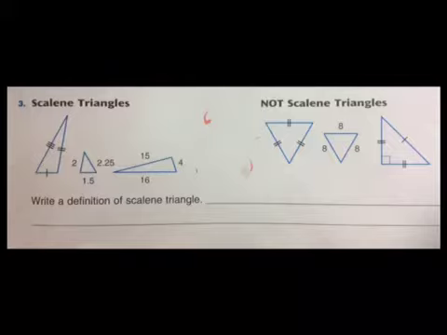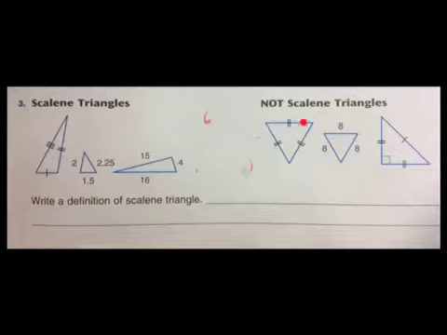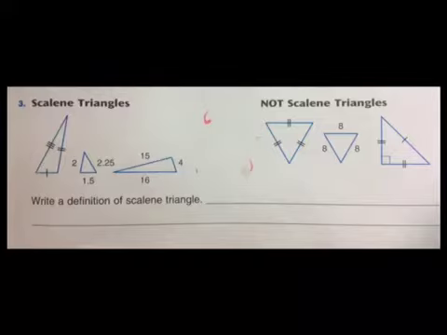Not scalene triangles, this one has all 3 the same. So this could be an equilateral or an isosceles. This can also be an equilateral or an isosceles, and this one can only be an isosceles because it has 2.